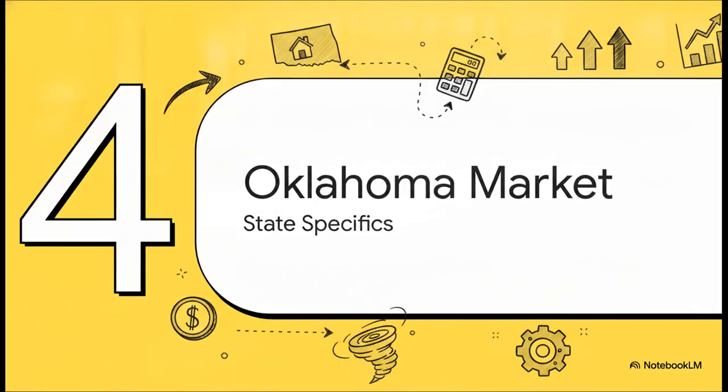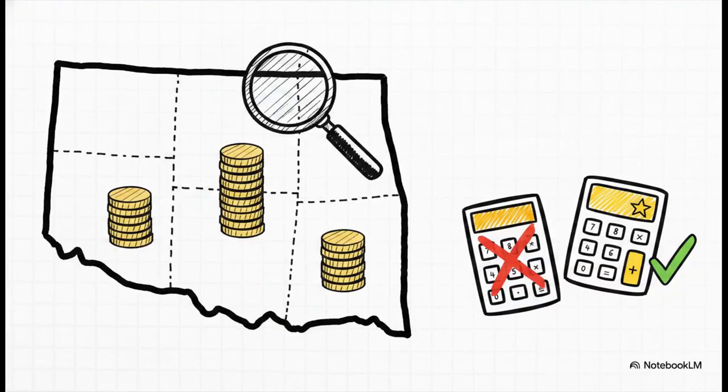Which brings us to Section 4, the Oklahoma market difference. Because honestly, location matters immensely. Here in Oklahoma, property taxes vary a ton by county.